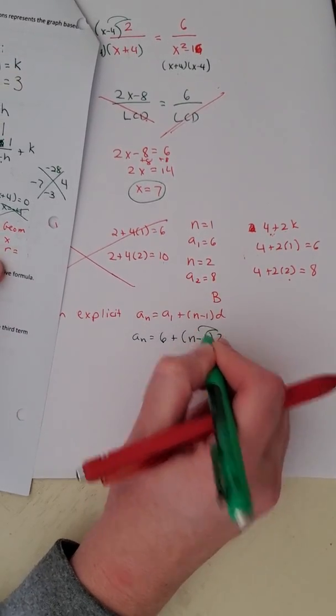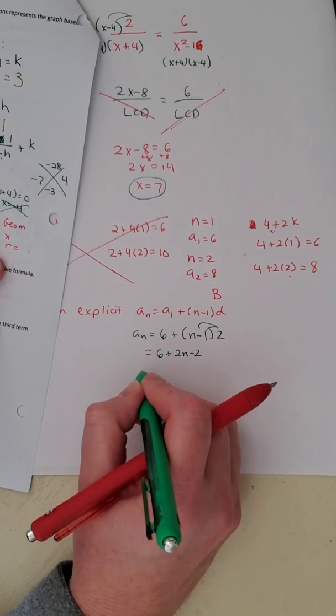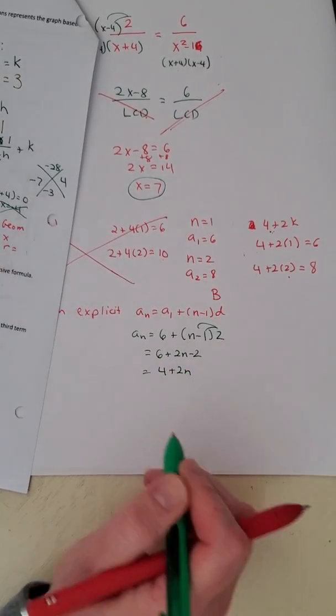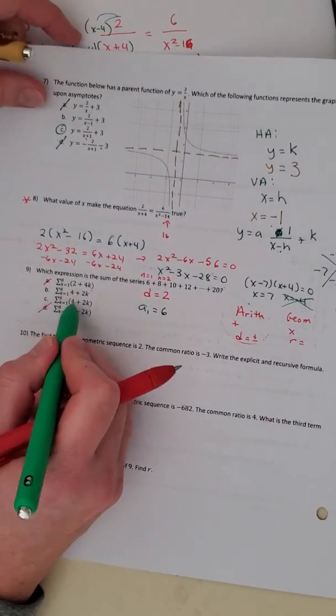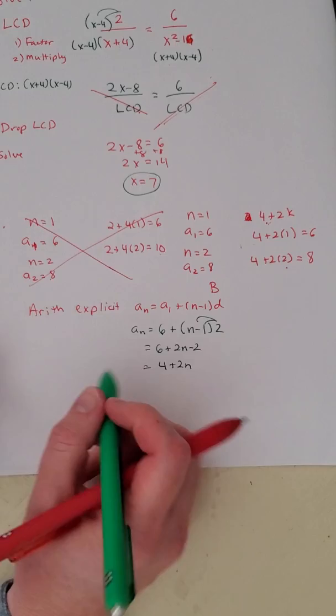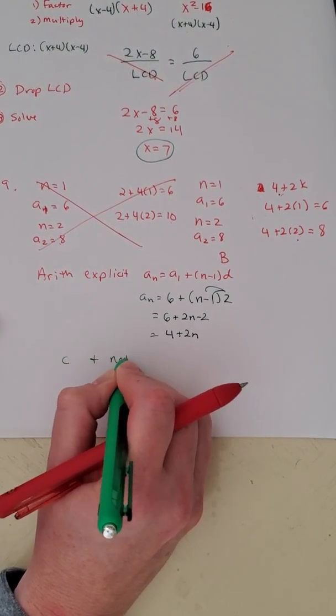And then we would distribute through. 6 plus 2n minus 2. Combine like terms. This is 4 plus 2n. So it looks like, again, either B or C could work. And so why is this answer C and not B?